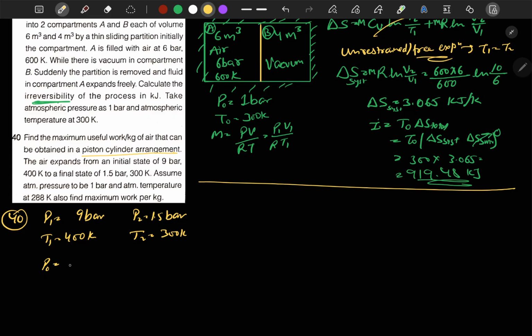Assume the atmospheric pressure to be 1 bar and the atmospheric temperature to be 288 Kelvin. Now find the maximum work done per kg of the gas.